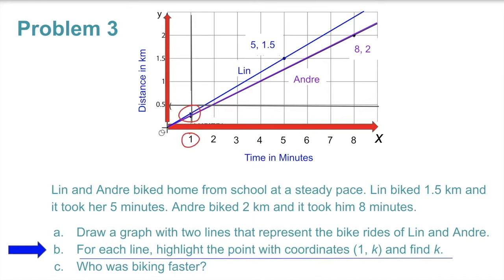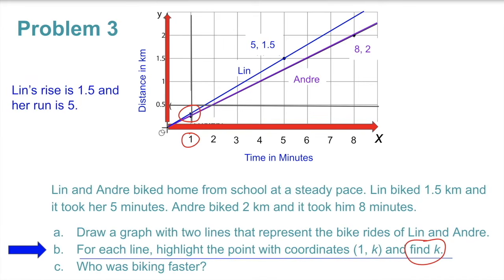B. For each line, highlight the point with coordinates 1, K, and find K. I've put a circle around the points at the 1 minute mark. Now I have to find the value for K. Andre's rise is 2 and his run is 8. So the rise over run for Andre would be 2 over 8. That's the same as 1/4 or 25 hundredths. K equals 25 hundredths for Andre.